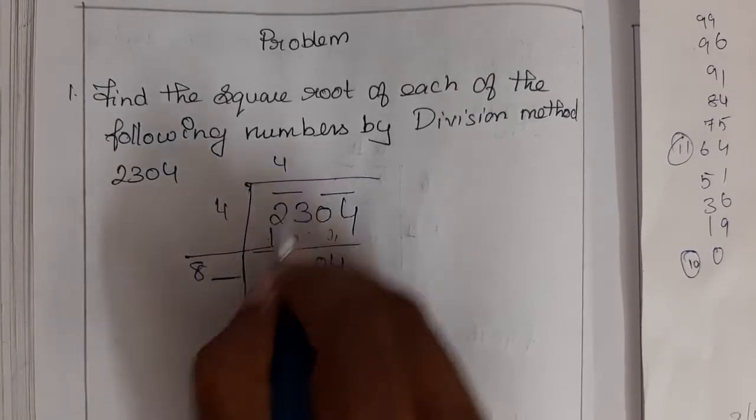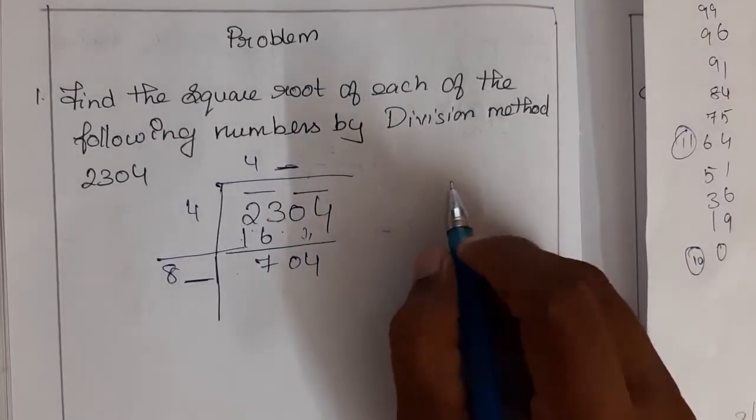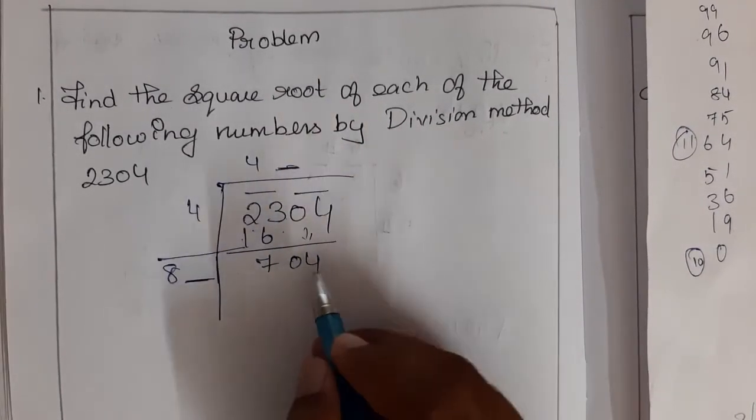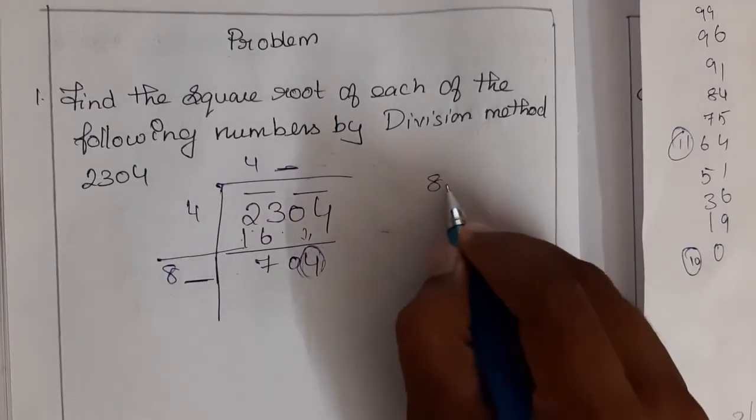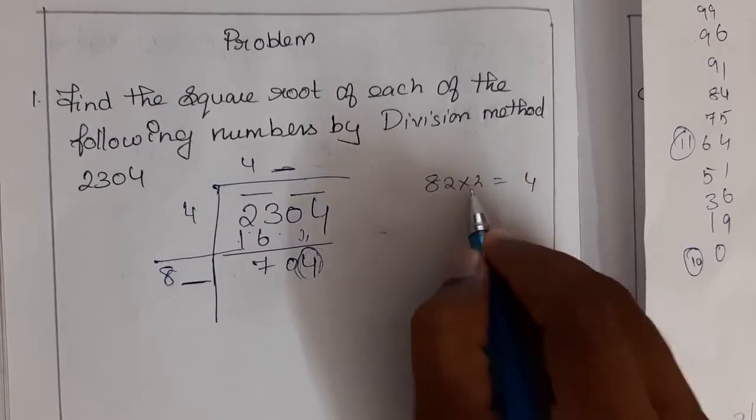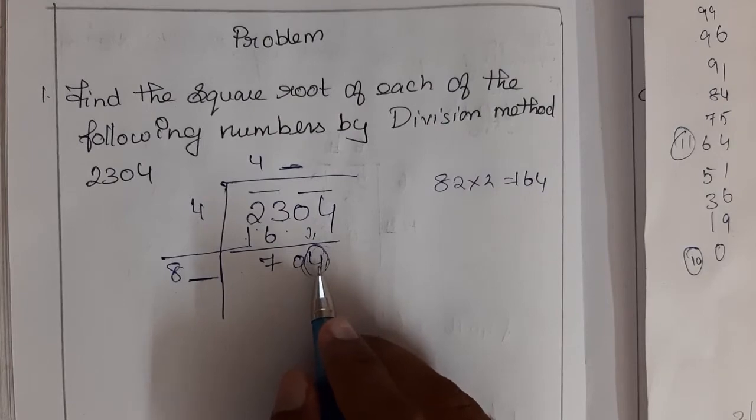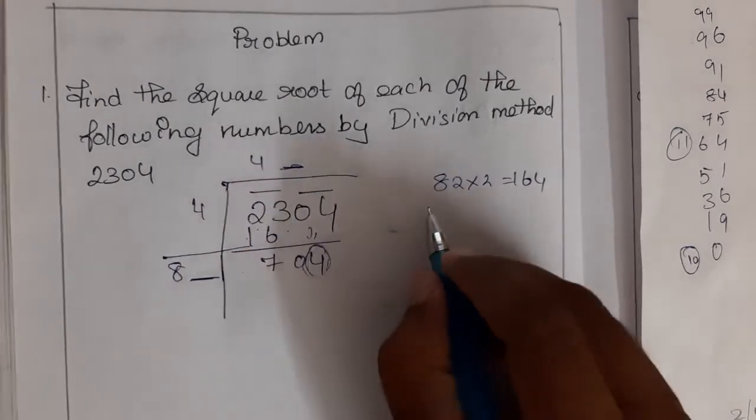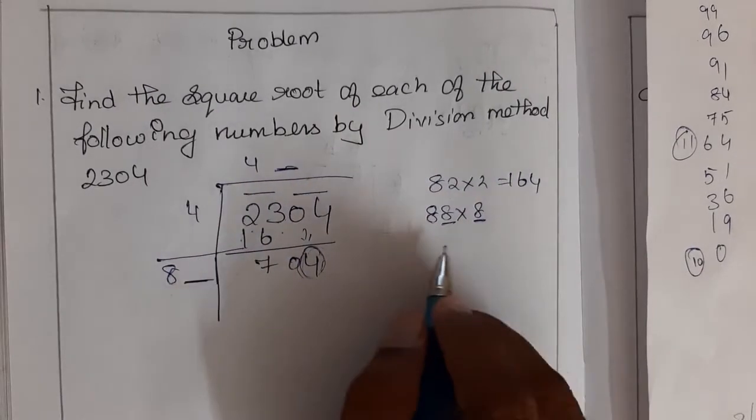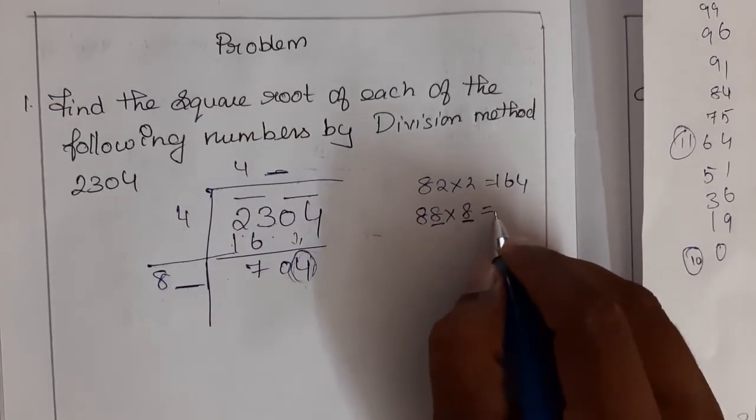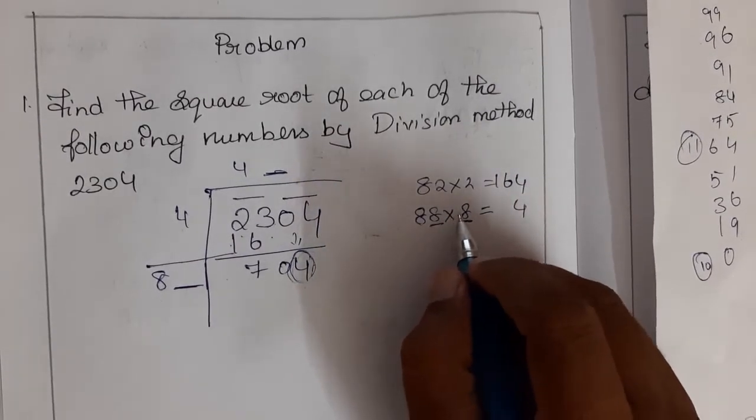Now we have to fill this space and this space with the same number. 81 into 1 is 81, but 82 into 2 will not work. The ones place is 4, so the digit should be something that gives 4 in the ones place. 82 into 2 is 164, but that is not it. But 8 8s are also 64, with 4 in the ones place. So I am trying 88 into 8. 88 into 8 is 704, 8 8s are 64, 8 times 8 is 64 plus 6 is 70.